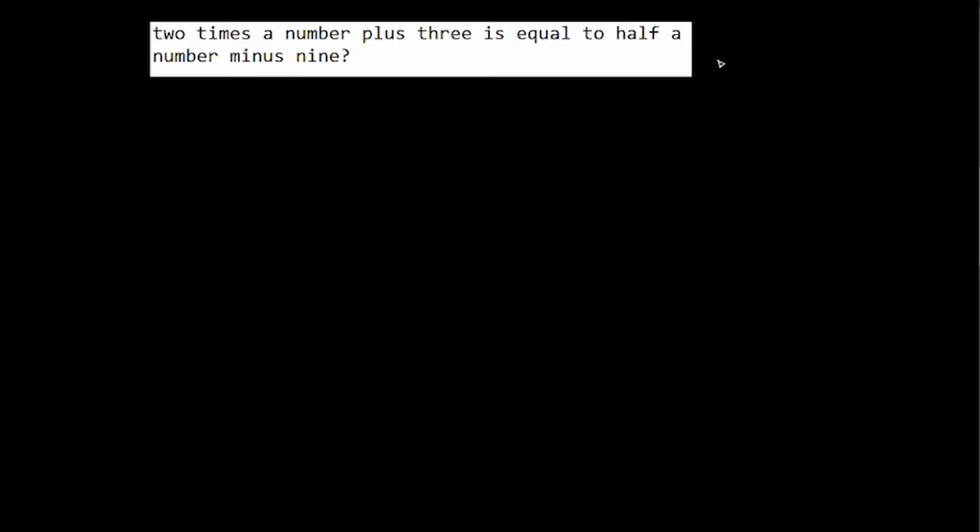So the question is 2 times a number plus 3 is equal to half a number minus 9. I think the hardest part about these type of questions is translating the English into a mathematical equation.